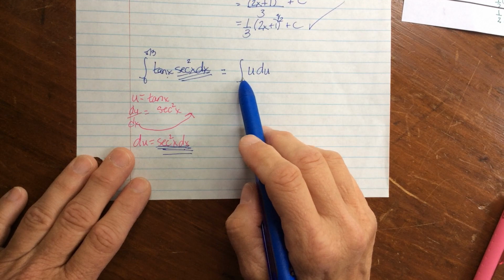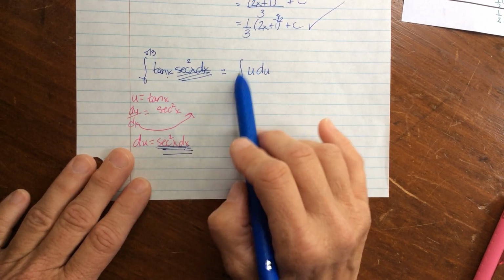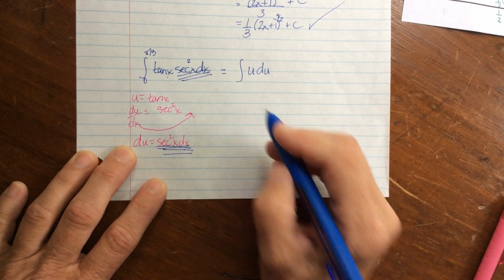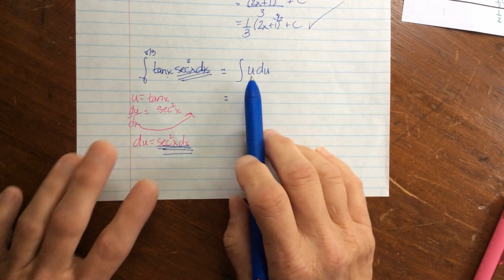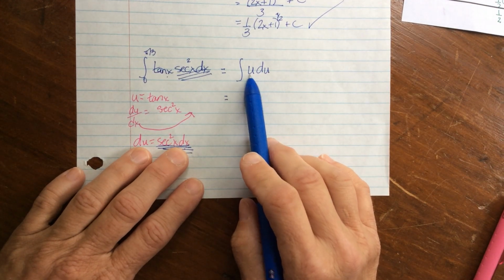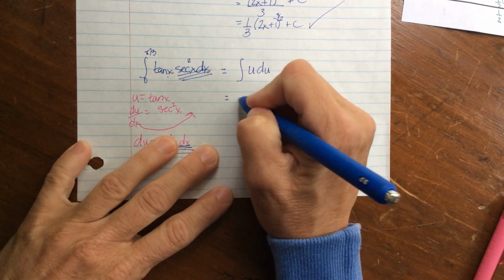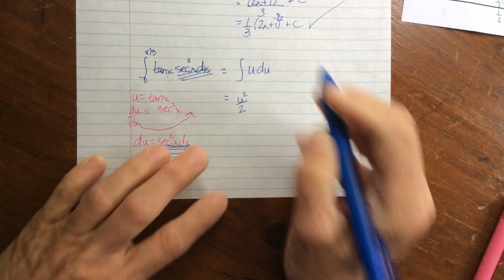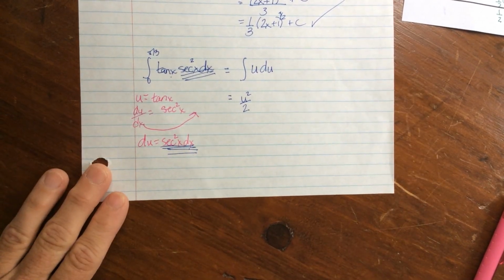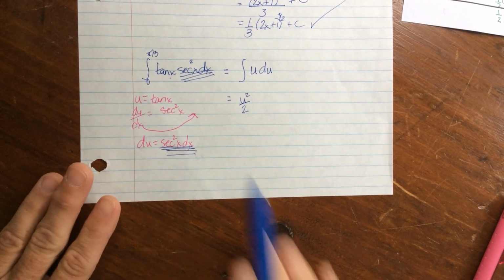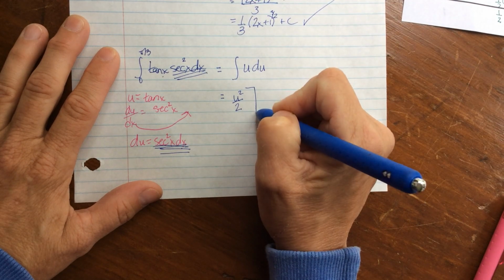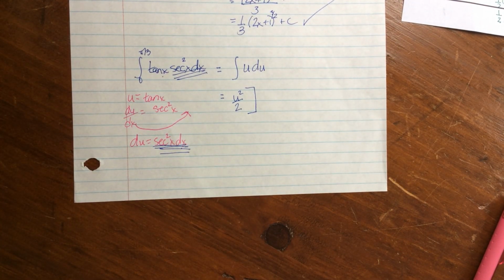Now, there's a reason why I have not brought the 0 to pi over 3 over onto this integral, and I'll explain why in just a minute. I want us to go ahead and find the antiderivative of u du, which will be u squared over 2. Now, this is a definite integral, so I'm not going to add c. I will use the first part of the fundamental theorem of calculus where I get to evaluate. But here's where you have to be careful.